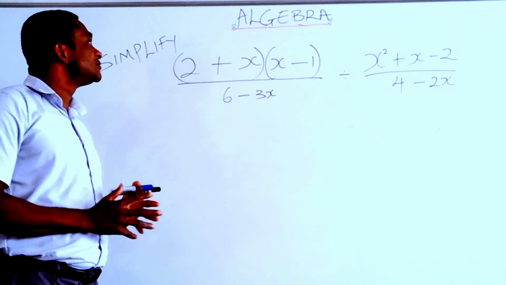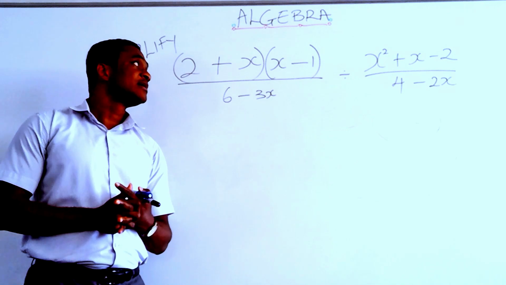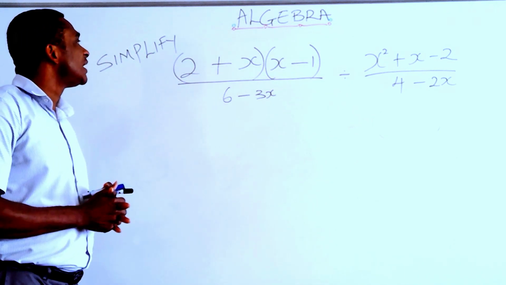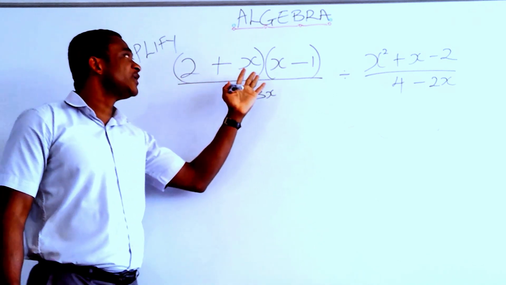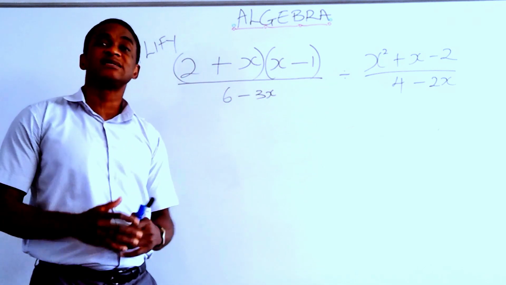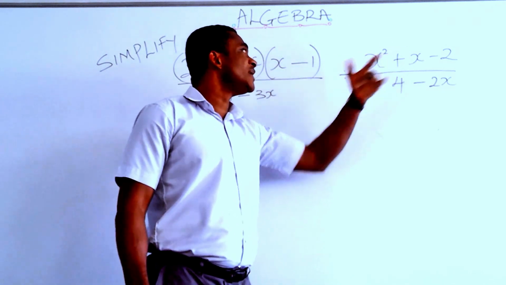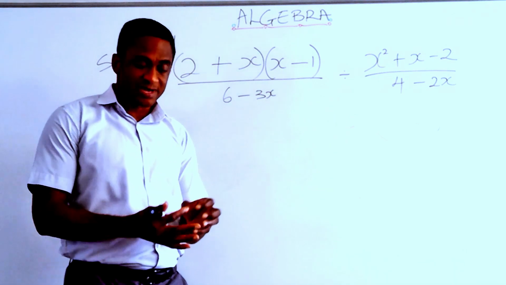For this year, we are going to start on a soft note with an algebraic expression. Here we have an expression given. They are asking us to simplify (2 + x)(x - 1) divided by (6 - 3x) divided by (x² + x - 2) all over (4 - 2x).